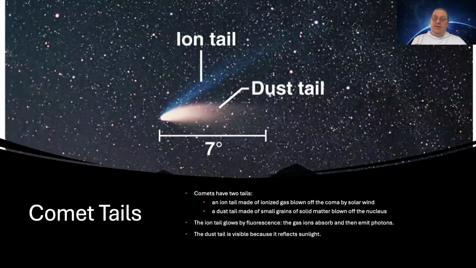So the dust tail is, as the name would imply, composed of dust. The ion tail is composed of negatively or positively charged particles, either free electrons or atoms that have been stripped of electrons that have some kind of overall charge to them. If they have an overall charge, they are sensitive to the presence of a magnetic field and can be moved away, can be pushed outward.